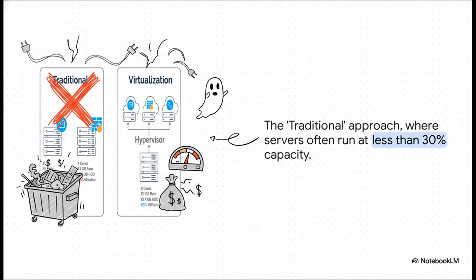You look over there on the left at the traditional model, you've got a whole powerful server just for email, and it's barely breaking a sweat, running at only 30%. Then you have another one for a simple firewall using a tiny 6% of what it can do. And this wasn't some rare thing, this was just how it was done.